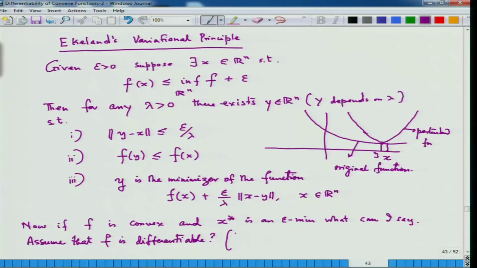So, I would just like you to take a look at this very carefully, because this is a very important result and it is of great importance to know this result if you are going to study optimization theory, because in actual practice you are going to look at only epsilon minimizers, you are not going to look at true minimizers. So, tomorrow we are going to discuss, starting from here, what happens when x star is epsilon minima and what can I say if f is further differentiable.